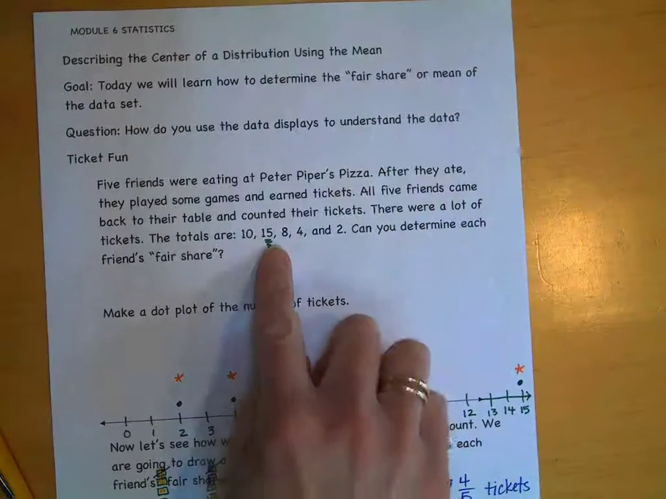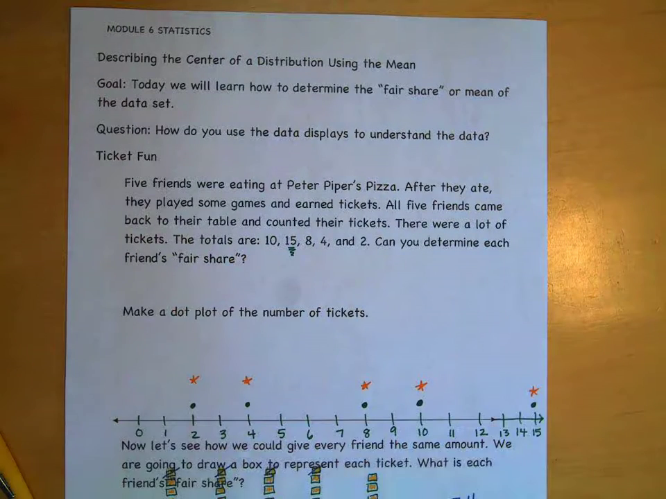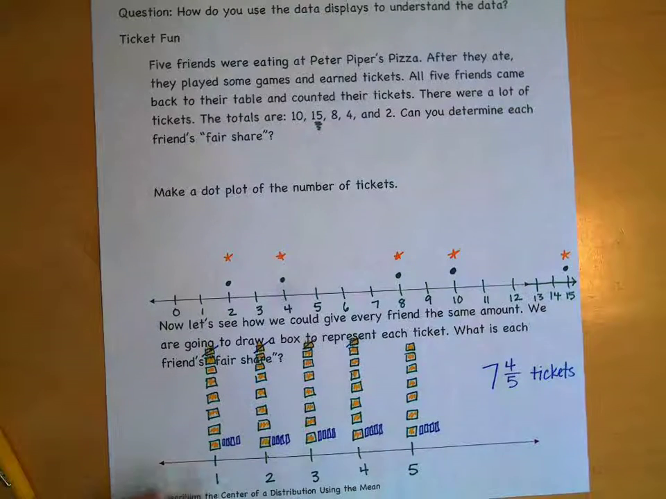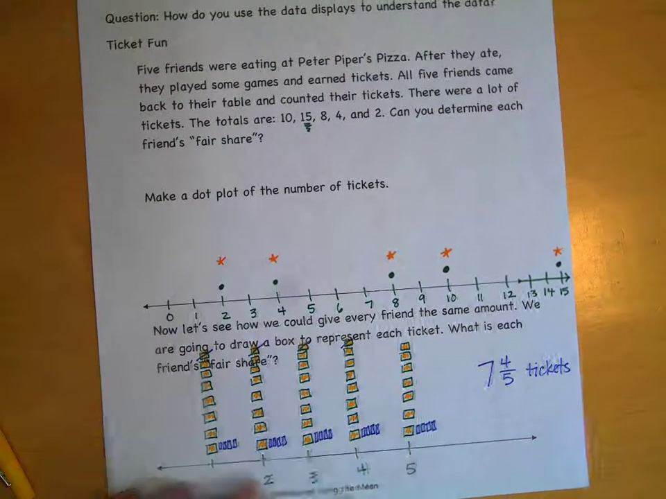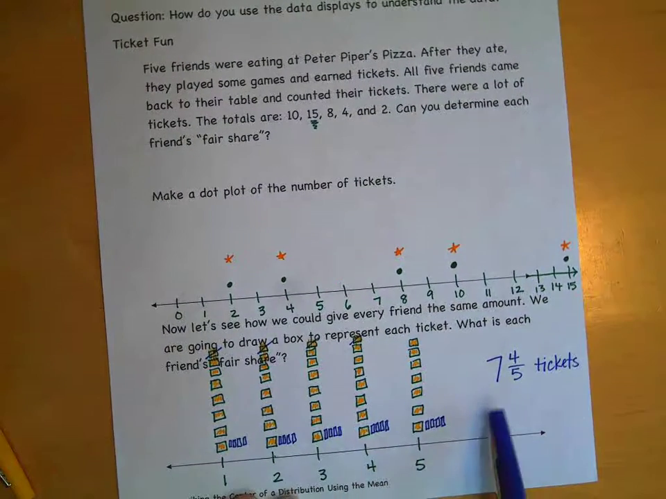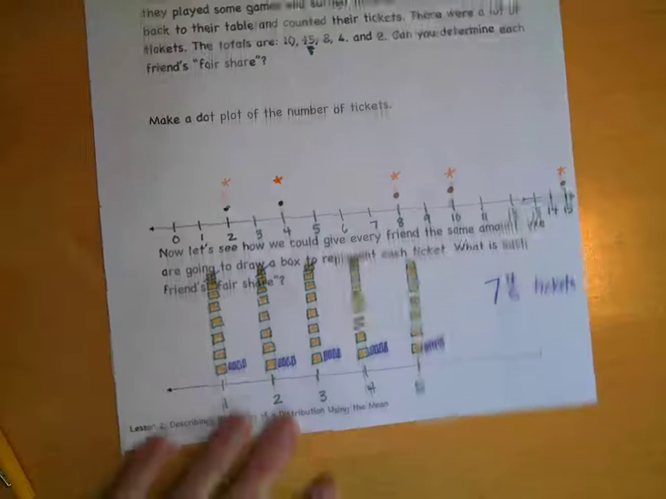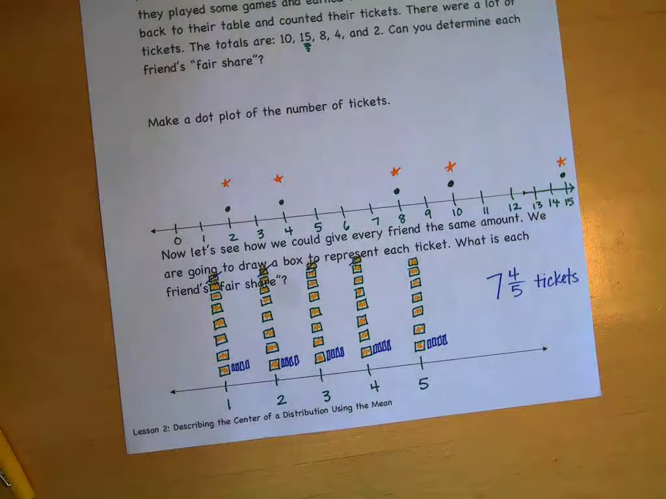So what you were able to do is figure out the average number of tickets when you take all the different ones that you got, put them in a pile, and fair share the amount. We have determined that the average amount that each child would get is 7 and 4 fifths tickets. And so that is called your fair share of all of the tickets. Okay? Mathematically, the other word that it's called is the mean. You just figured out the mean of all the tickets.